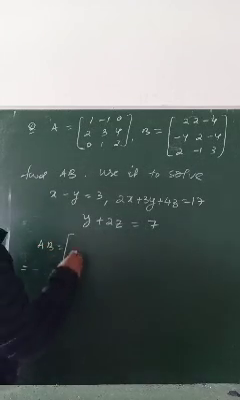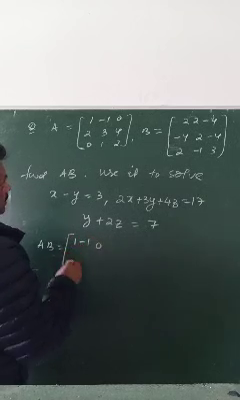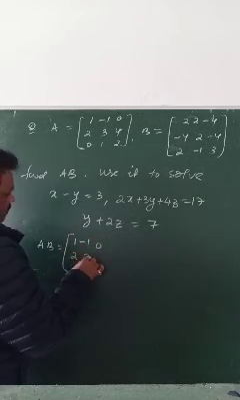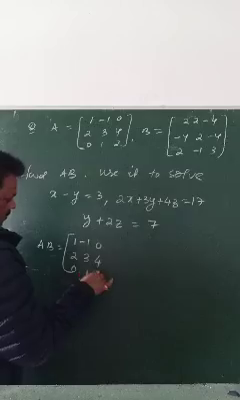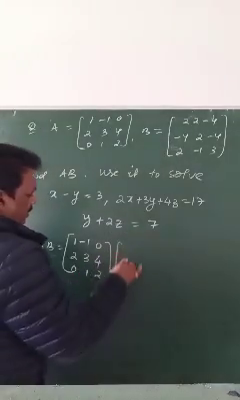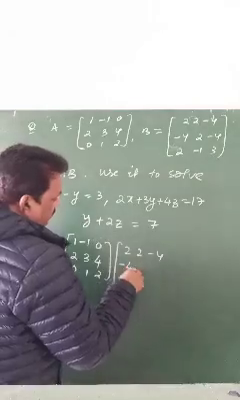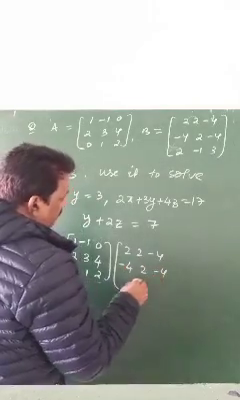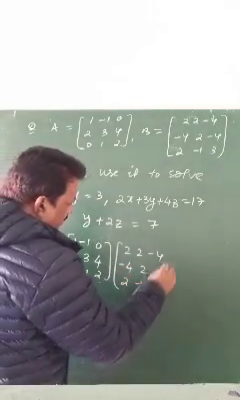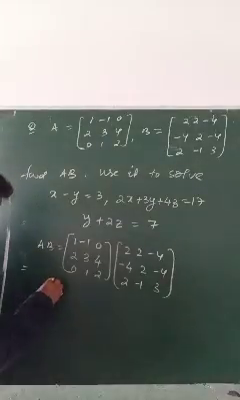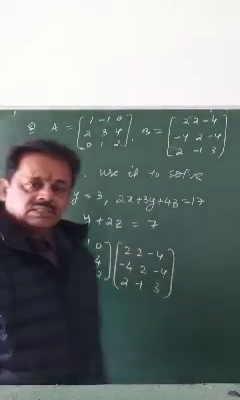AB means 1 minus 1, 0; 2, 3, 4; 0, 1, 2, times 2, 2 minus 4; minus 4, 2 minus 4; 2 minus 1, 3. You have to multiply it. Directly I am writing because you have already learned.